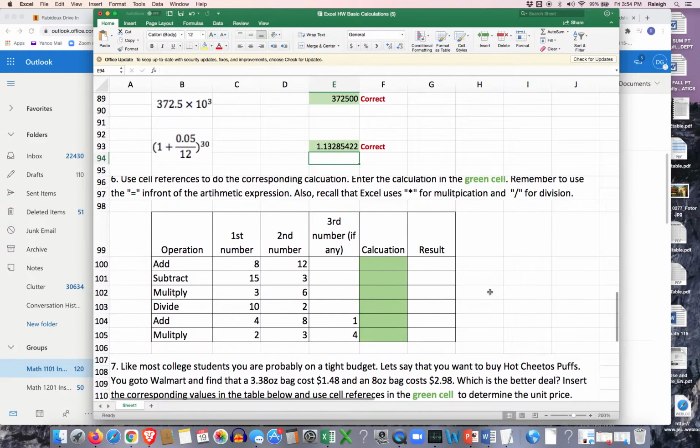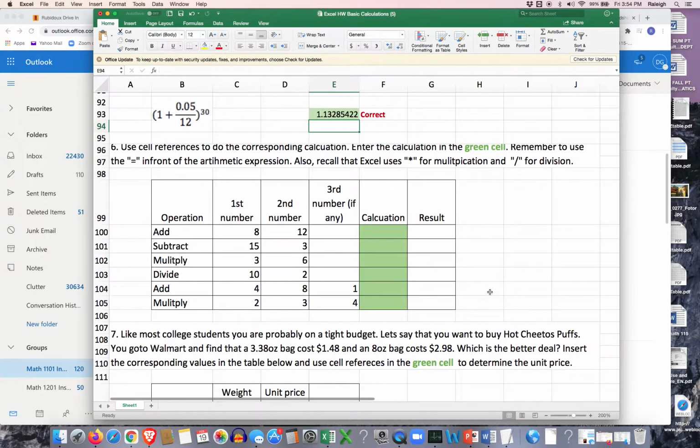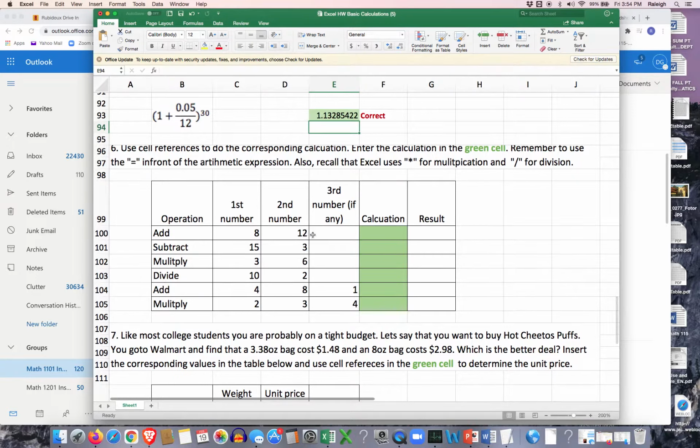Of course, I've got this star and everything else. So we are in the mode where this is F100. And we're going to try to add what's in C100 plus D100. So I'm going to try to type in equals C100 plus D100. It doesn't have to be capitalized.